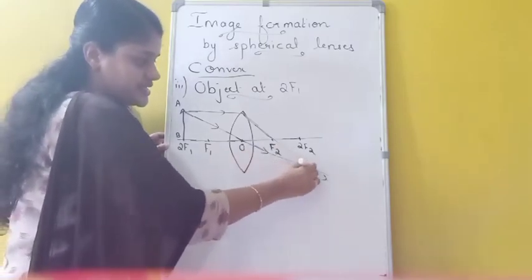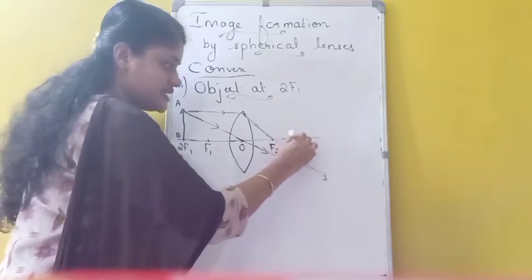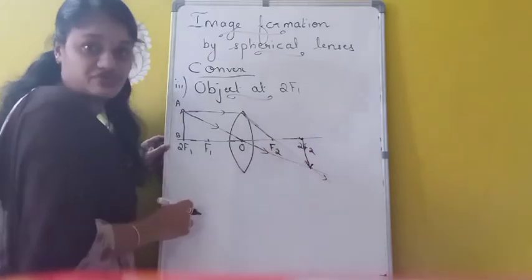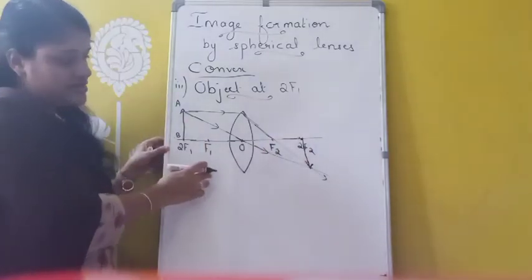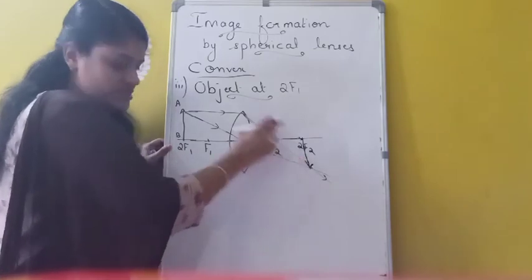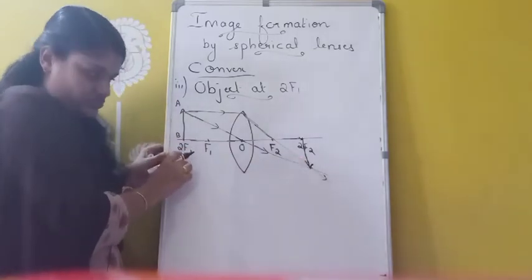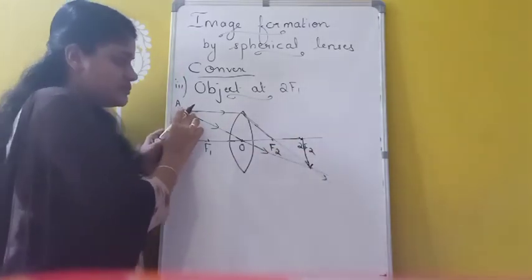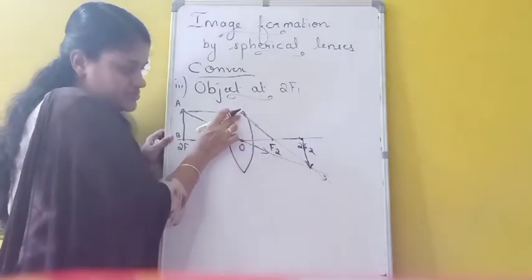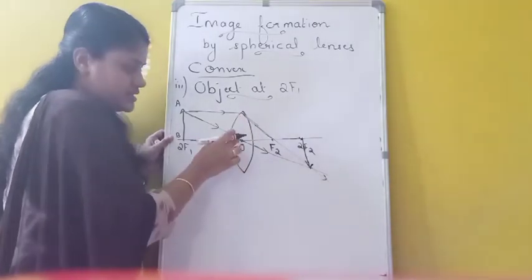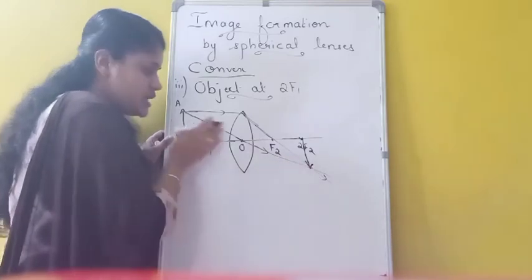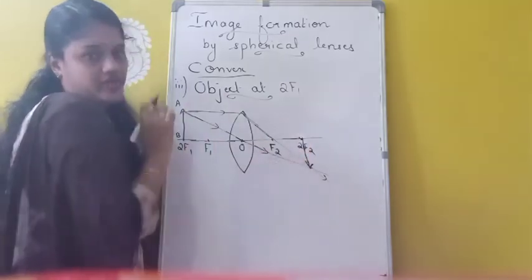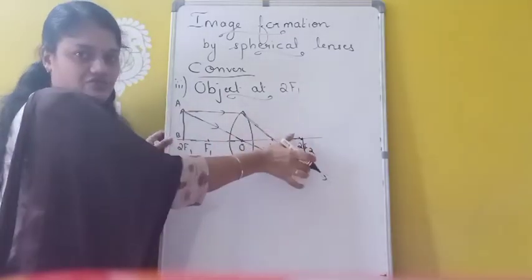And both the light rays are meeting at which point? At 2F itself. So we will be getting the image at 2F2. So when the object is at 2F1, we are getting the image at 2F2. So we have taken two light rays here. One light ray passing parallel to the principal axis, after refraction passes through the second focus, and another light ray passing through optic center will not undergo any deviation. And both the light rays are meeting at 2F2. And the size of the image is the same as that of the object.